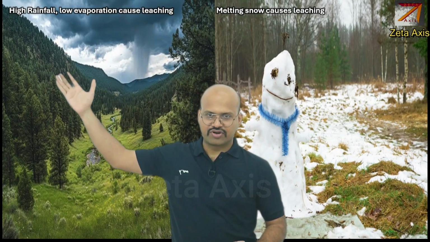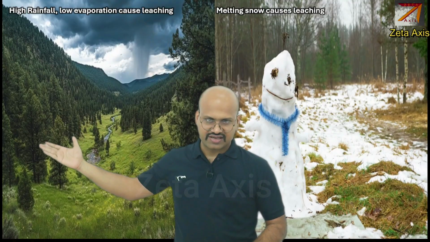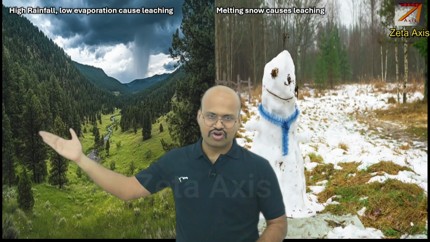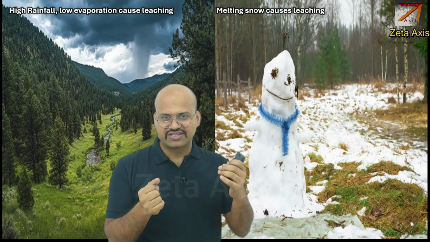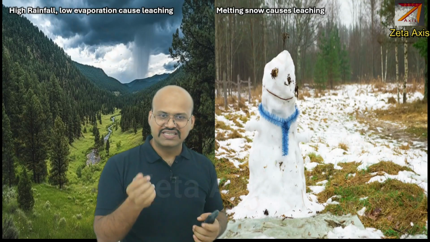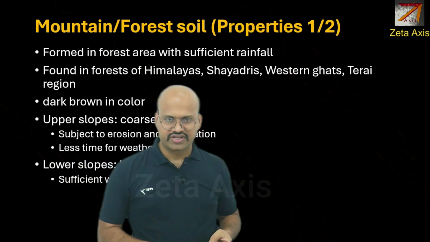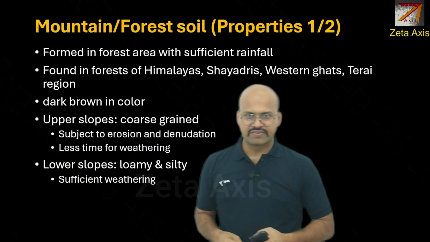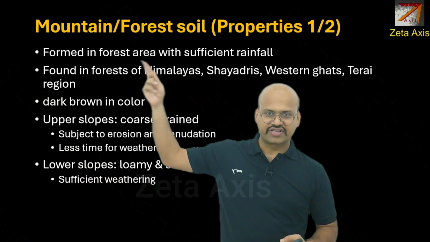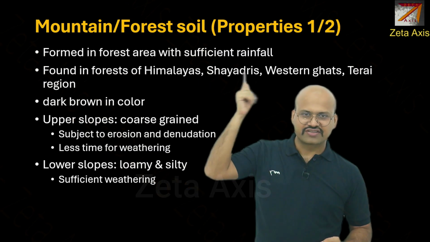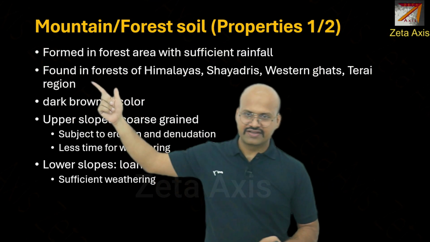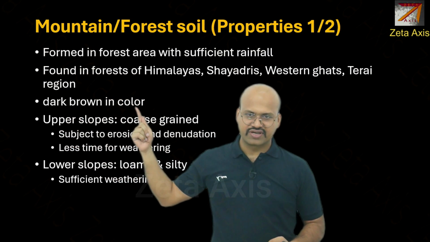So here we can see this is the mountain, a large amount of rainfall occurs and evaporation is less. Therefore, we see mountainous soil over here which is highly leached. And similarly, when the snow melts, it also provides a large amount of water which causes leaching, thus converting it into mountainous soil. Here are some of the properties. It is found in forest areas with sufficient rainfall, found in forests of the Himalayas, Sahyadris, Western Ghats, both of these are the same. Tarai region, and then they are dark brown in color.